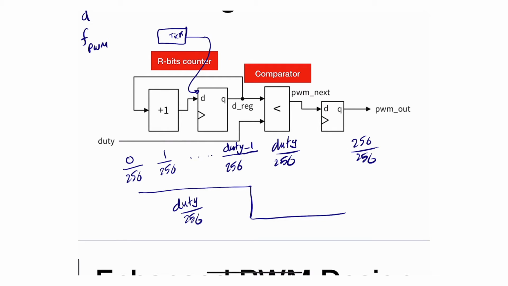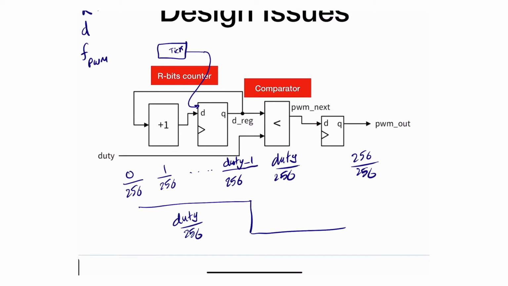So the issue is the following. I will never be able to reach 256 divided by 256, because duty is defined to be 8 bits, and if it's 8 bits, the maximum value you can reach is 255. So what we need to do is add another bit. Instead of being R, I'm going to say it's R plus 1 bits, because I want duty to be able to be 256, so that I reach 256 divided by 256 and get 100%.